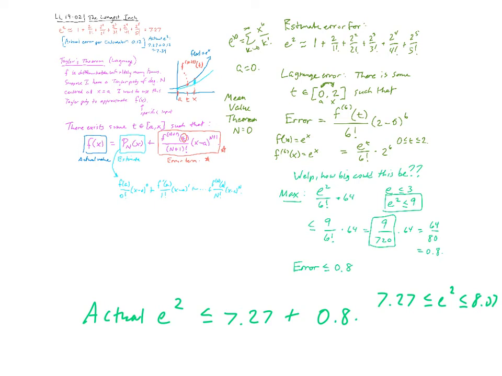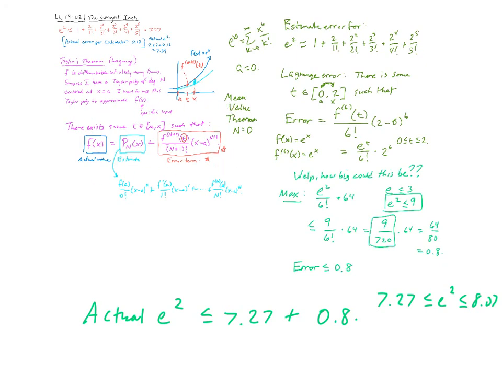Okay. But one thing that you can take to the bank now, even if you don't have a calculator, even if we hadn't been able to do all of this, is that no matter what, that error is going to be less than or equal to 0.8. And we know that because of this Lagrange bound from Taylor's theorem here.